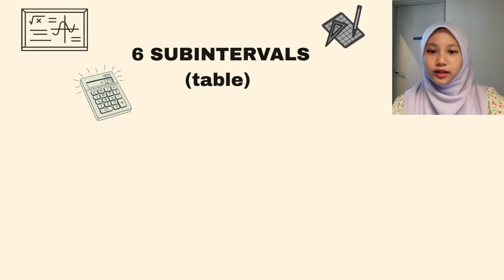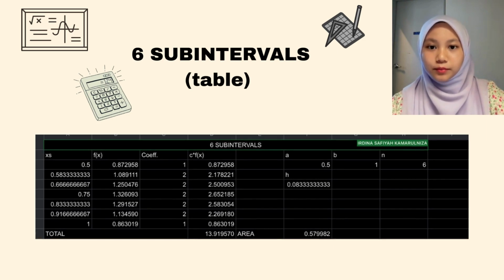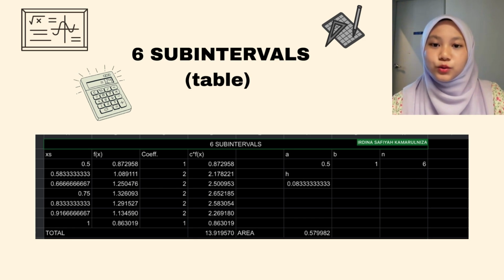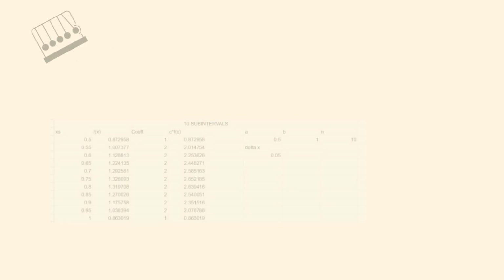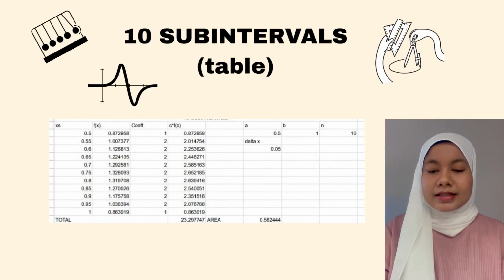So this is our table for 6 subintervals. Then we fill out all the columns in the table. Then we multiply 1/2 with the sum of the coefficient times f(x) and with the value of h to estimate the area bounded by the curve, which is 0.579982 units squared.